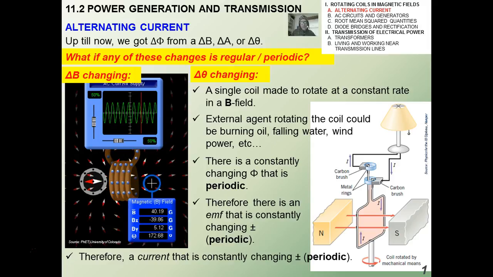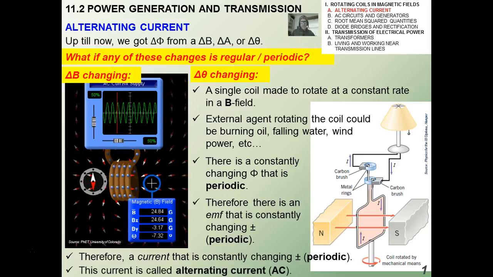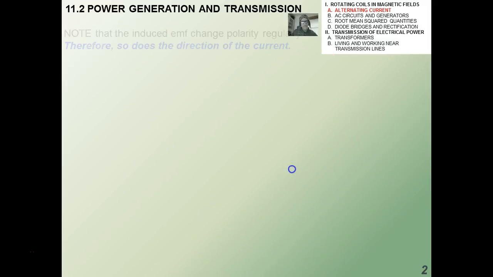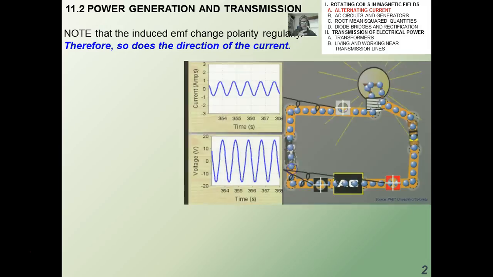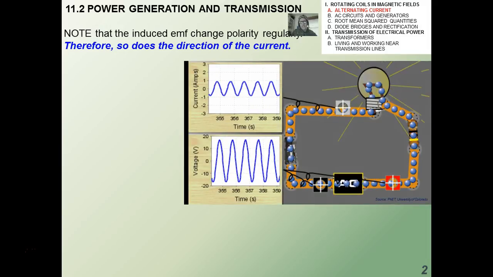Also, the current is constantly changing. If you know the frequency with which a loop is rotating in a magnetic field, that will produce a current that has that frequency, and it's called an alternating current because it's going back and forth at the exact same frequency that the loop is rotating in that field. So the induced EMF changes polarity regularly, and therefore so does the direction of the current.